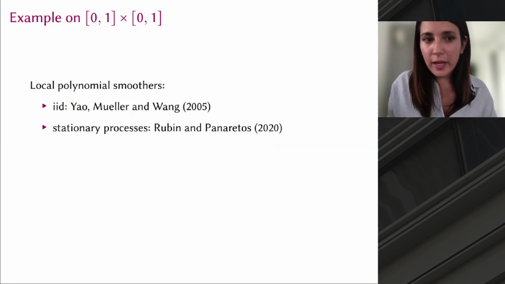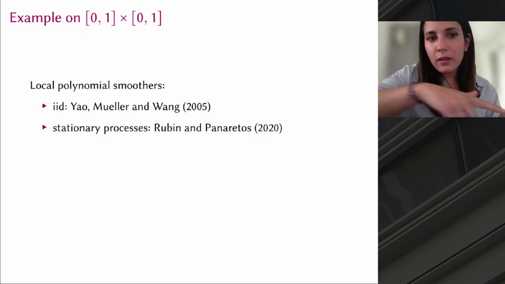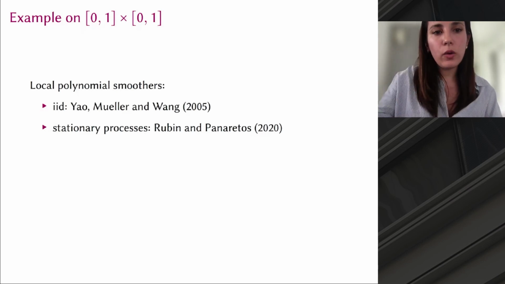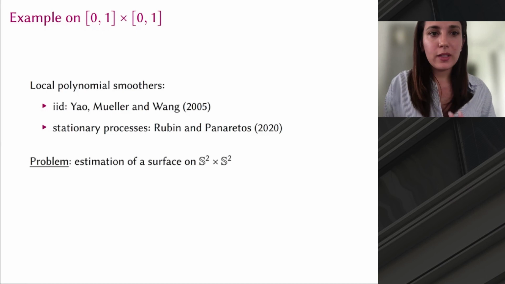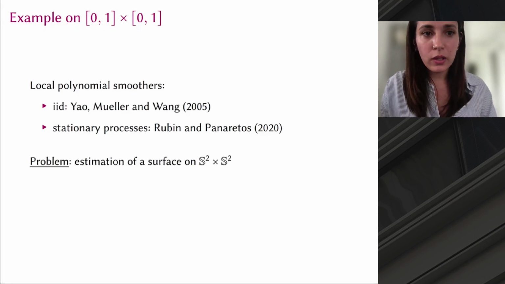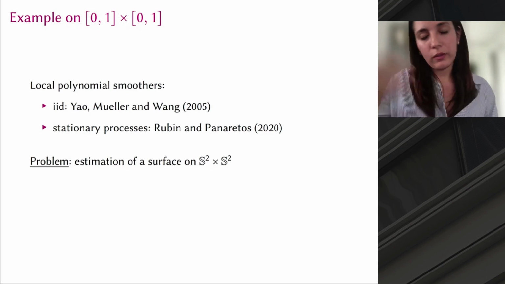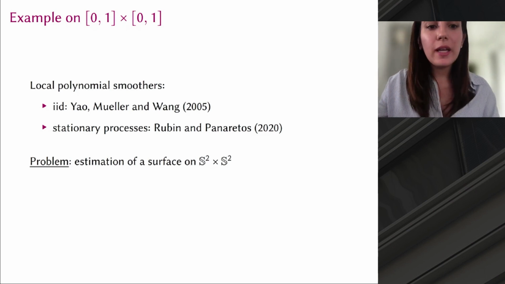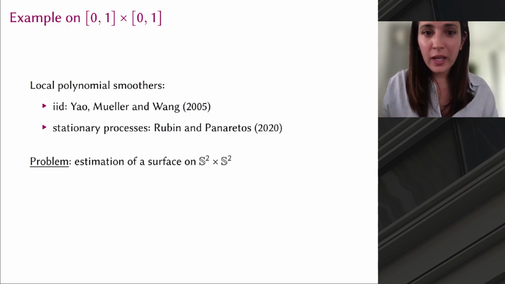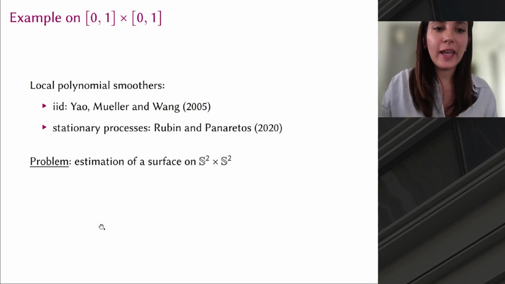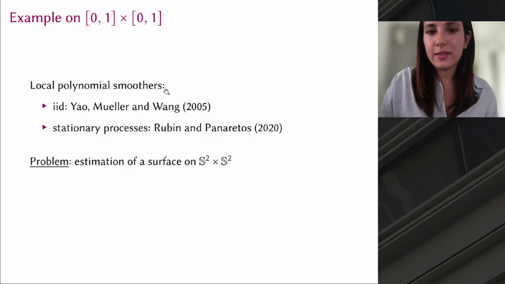So you have a surface, which is the plane [0,1]×[0,1], and then you apply local polynomial smoothers to smooth this cloud of points. So what's the problem with the sphere? The sphere is when you are working with sphere-valued functions, functions defined on the sphere, then you have to estimate a function defined on S2 times S2. And we cannot really rely on local polynomial smoothers in this case.